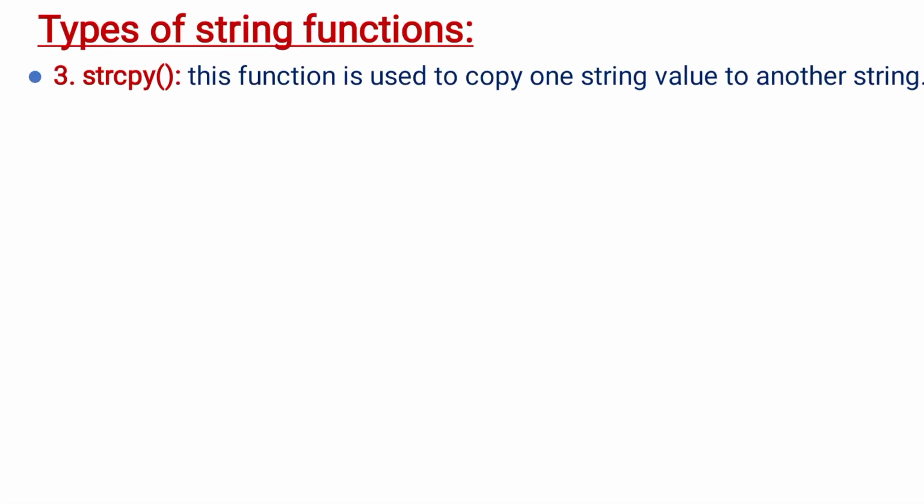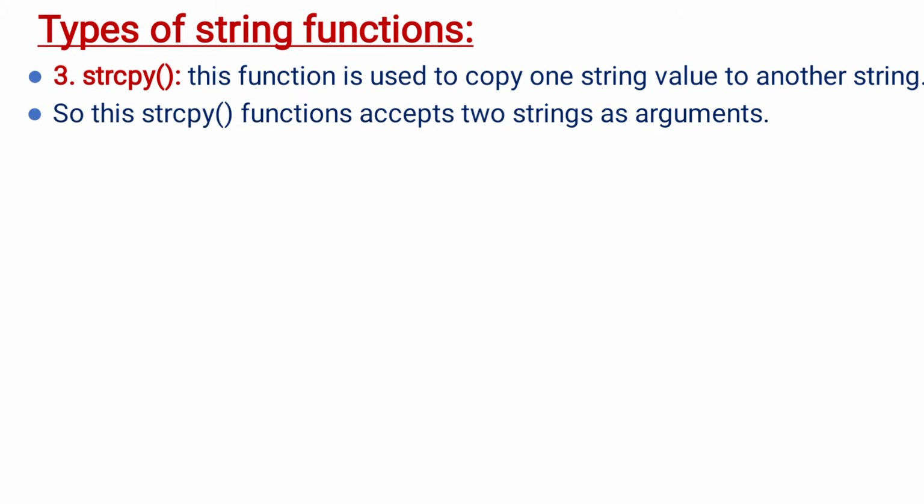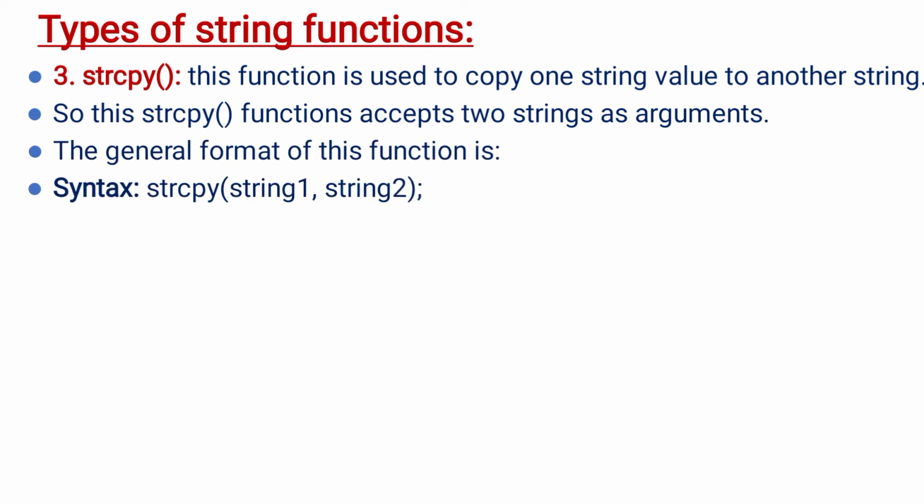Next we will see the third type of string function, that is string copy. The string copy function is used to copy one string value into another string. So if you want to copy one string value into another, you have to use the string copy function. It accepts two string arguments, so we have to pass two string variables to it. Let's see the syntax.